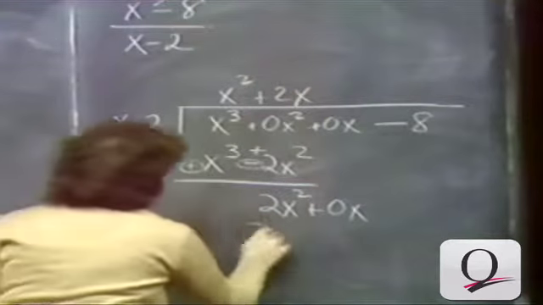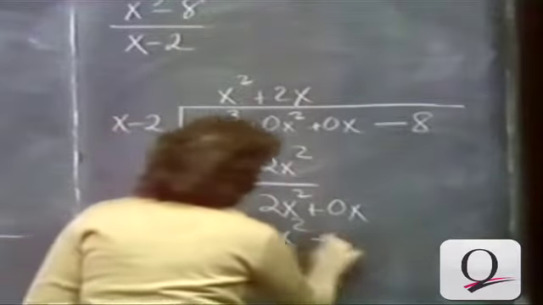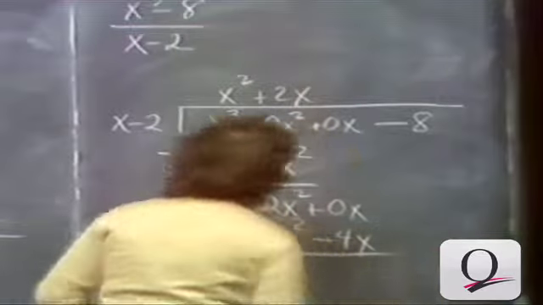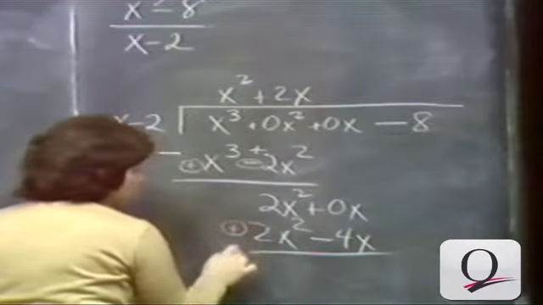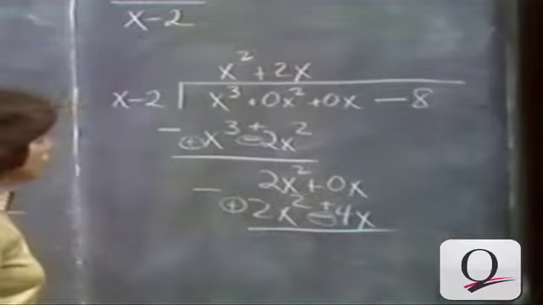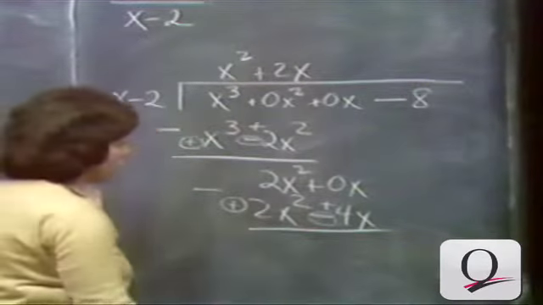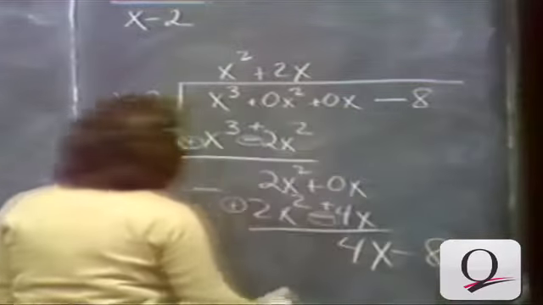X into 2x squared goes 2x times. 2x times x gives you the 2x squared. 2x times the minus 2 gives you minus 4x. We subtract again. Change the plus to a minus, change the minus to a plus, and add. 2x squared and the minus 2x squared cancel out. 0x and 4x gives you 4x. Bring down the next term, minus 8.